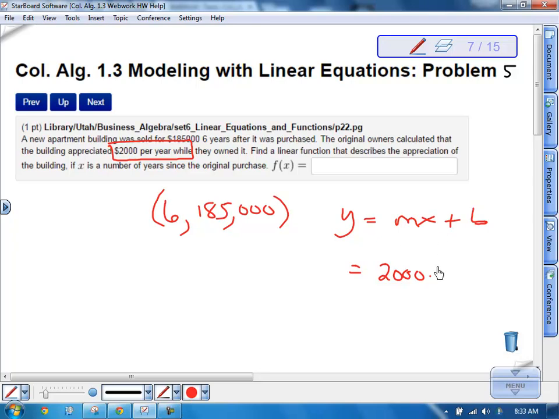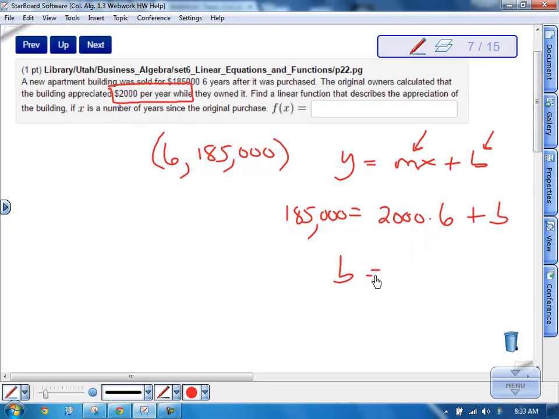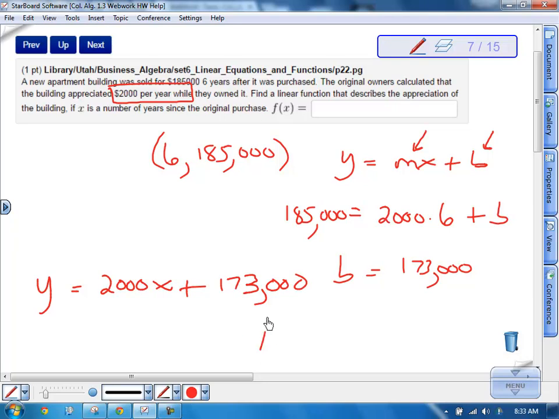So I'm going to fill this out. I'm going to plug in, for x, I'll plug in 6. And for y, I'll plug in the final amount, 185,000. And I'll solve for the y-intercept because that's what they want. They want the equation. They want us to put this in with m and b. So if I do this and solve for b, I get 173,000, which is the original starting amount of the house. So the equation for the house is y equals 2,000x plus 173,000. So basically the house value started off at 173,000, gained 2,000 per year. Slope and y-intercept.